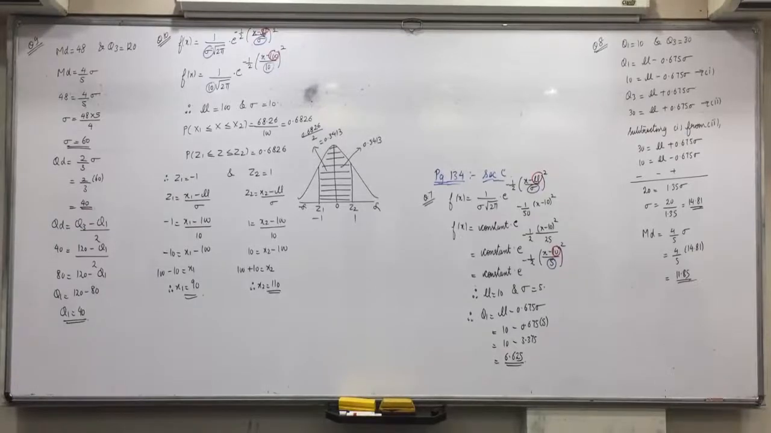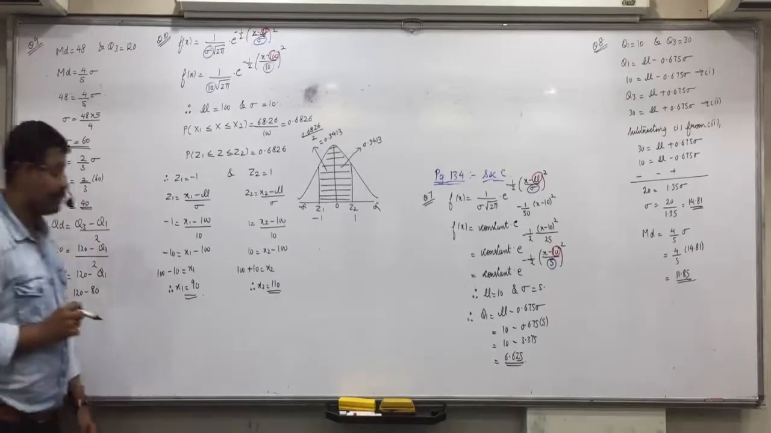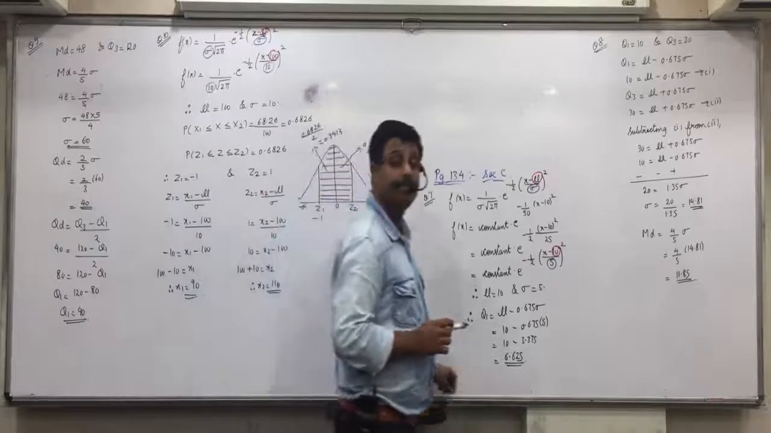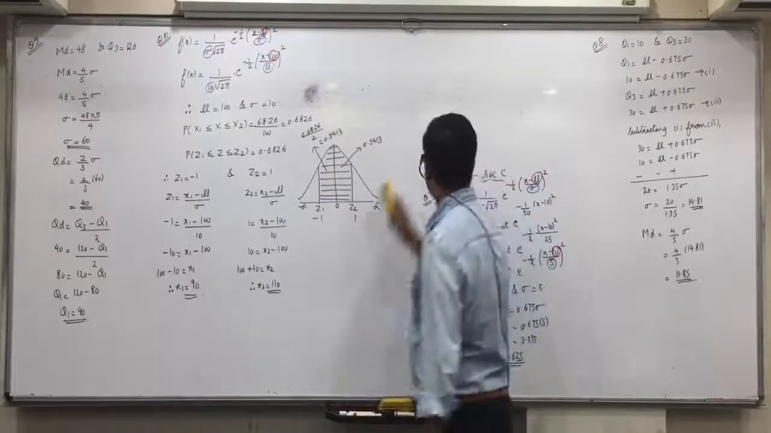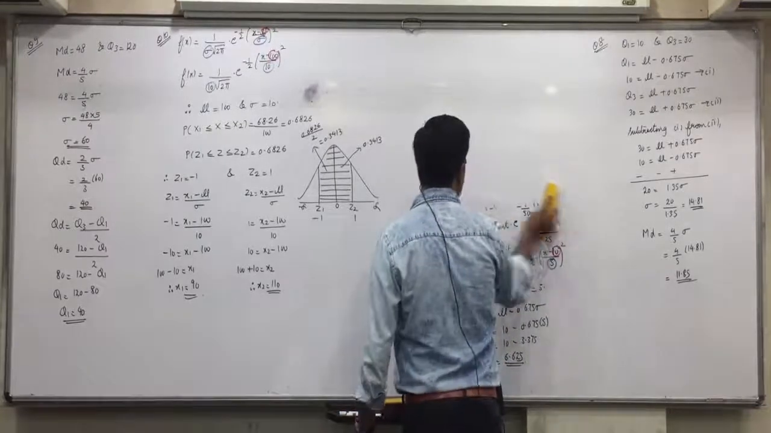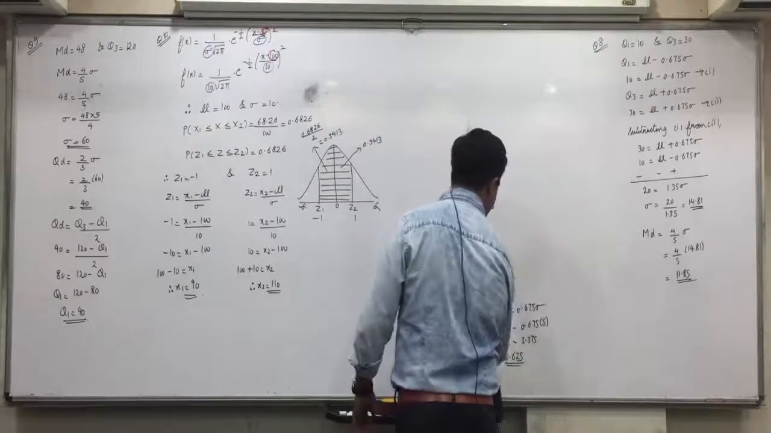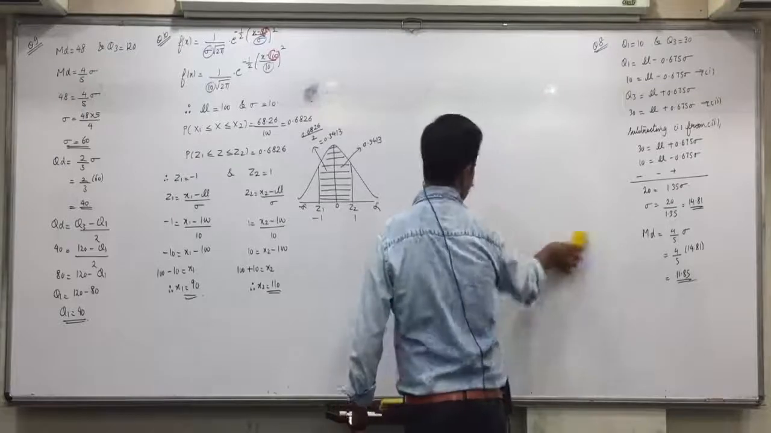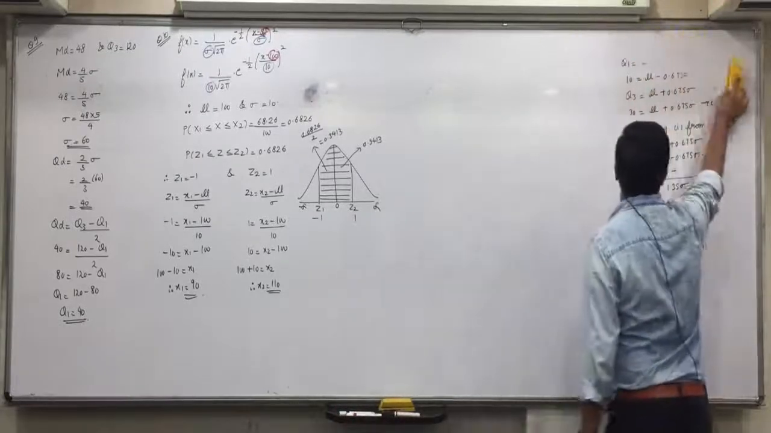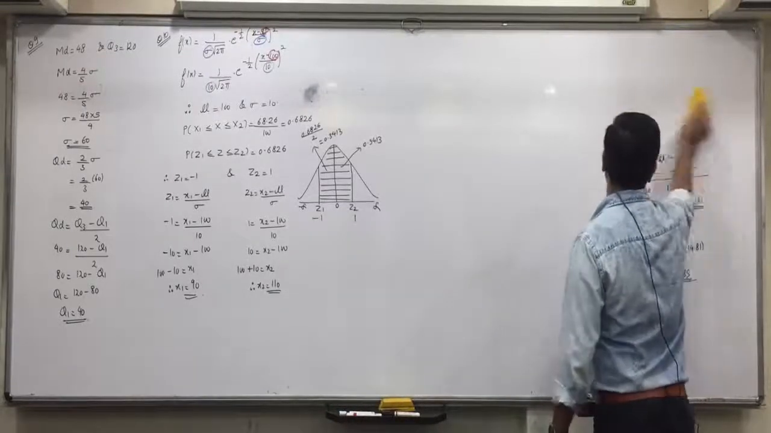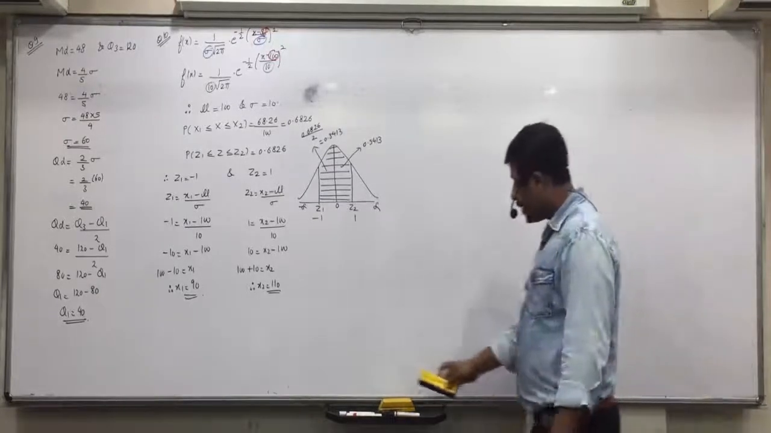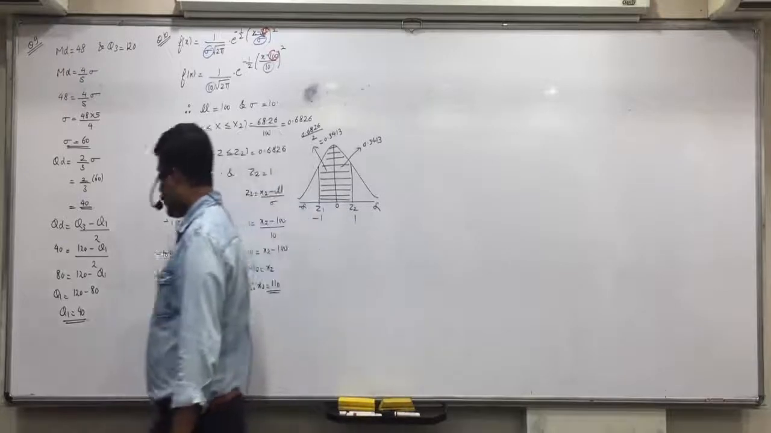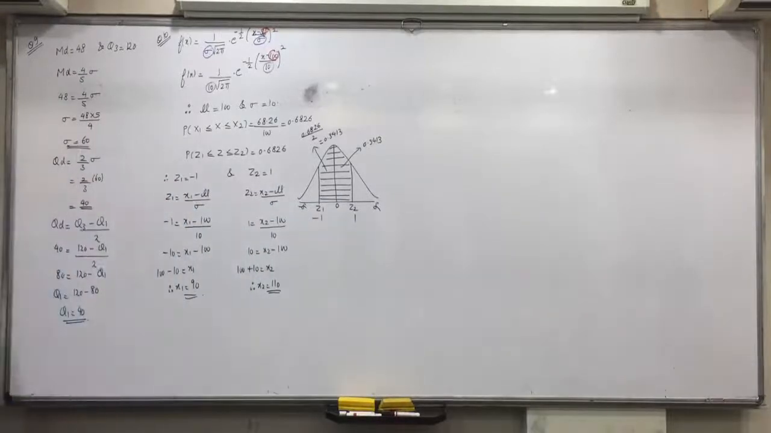Did you all understand this? Anyone having any doubt up till here? Thus, the limits of middle 68.26% observations is 90 to 110.